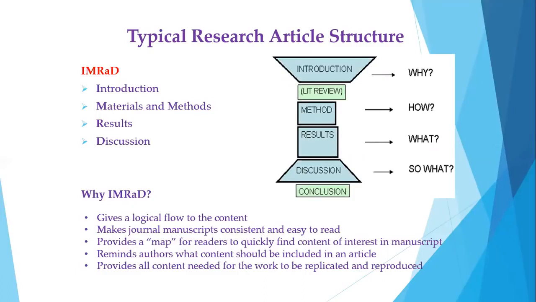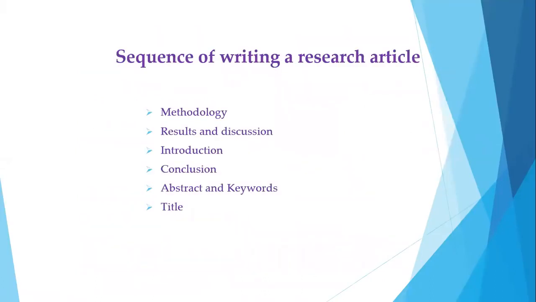So now, continuing further, we discussed the sequence of writing a research article. Generally for quantitative research, we should follow this approach where we start with the methodology, then write about the results and discussion, then the introduction, then the conclusion, abstract and the keywords, and then the title. Now, we'll study in detail each and every element of this writing process, and we'll see some tips and tricks as well as some rules that we should follow when we are trying to frame each of these individual components of the research paper.